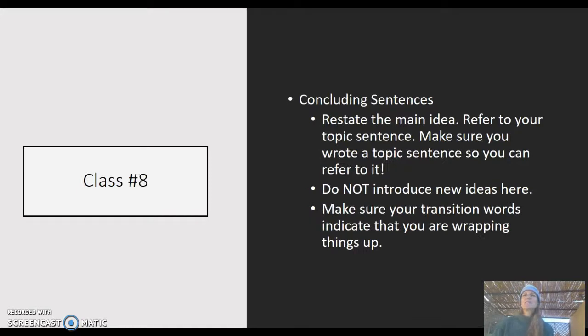Class number 8, we finally moved on to concluding sentences. The most important thing to highlight here is that your concluding sentence must refer back to your topic sentence. Go back to the main idea of your paragraph. Literally go back and reread your topic sentence and then rephrase it. Don't repeat it. Don't give me the exact same sentence over again, but rephrase the idea in new words that re-emphasize the same point. Do not introduce new ideas at this point. And then make sure you use a transition word that indicates that you're wrapping things up. In conclusion, in summary, this shows that. So bring it all together at the end.